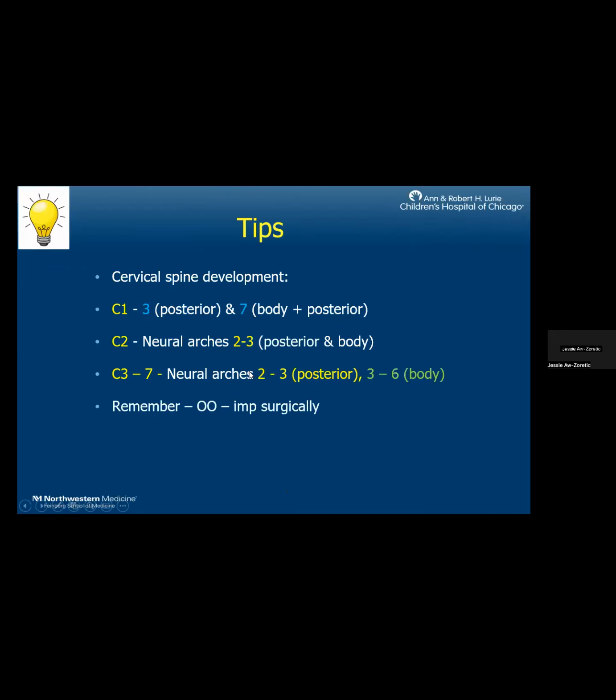Right. So that will wrap up, and I want to help you remember some numbers. These are my tips. Try and remember these numbers in terms of spine development.